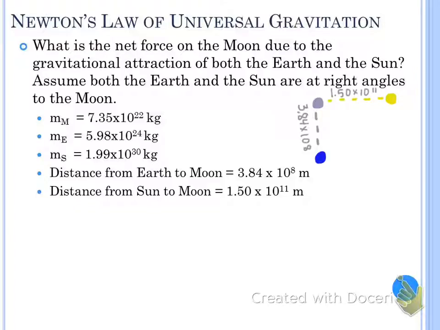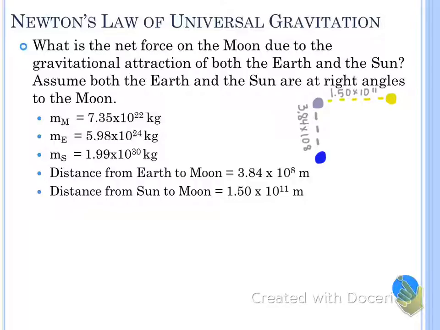So this is what our diagram kind of looks like. The moon is the gray, the earth is the blue, and the yellow is the sun. They're at right angles to each other, so they basically form that right angle. That's what that means. Assume the earth and the sun are at right angles. What's the net force on the moon due to the gravitational attraction between both the earth and the sun?